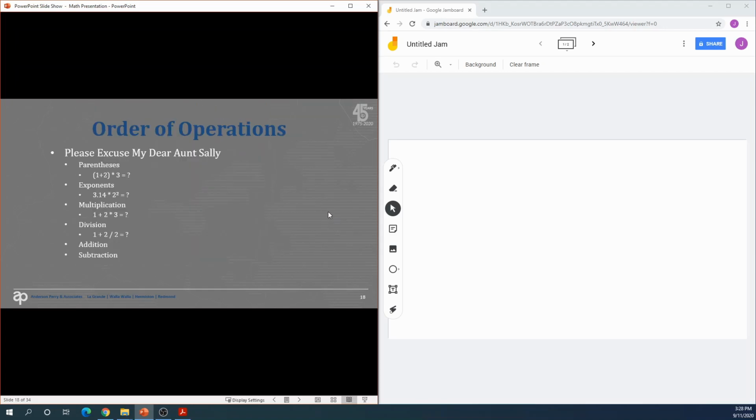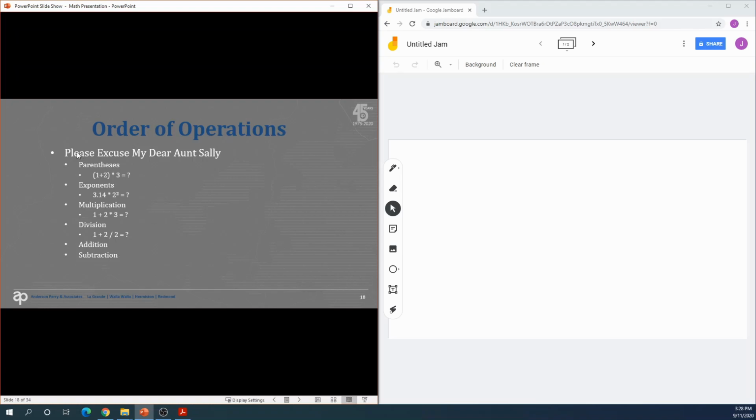Next thing I want to talk about is order of operations. This is another very important concept that we're going to harp on today. We're always going to be tracking our units. The other one is going to be order of operations. The order of operations is parentheses, exponents, multiplication, division, addition, subtraction.